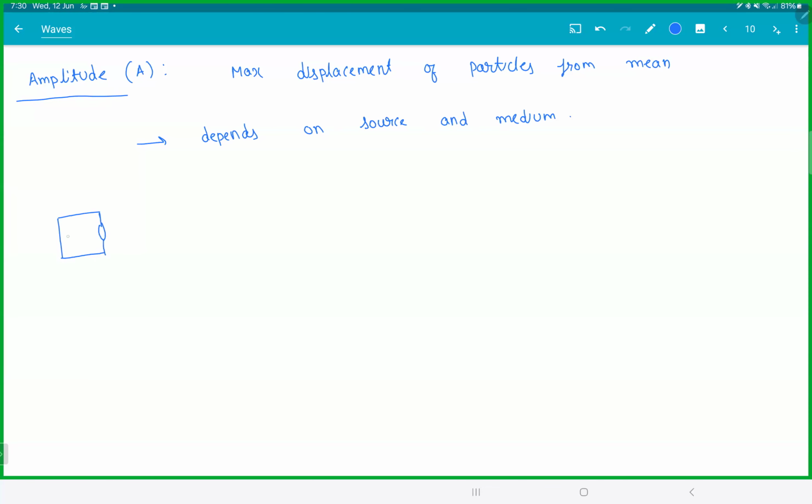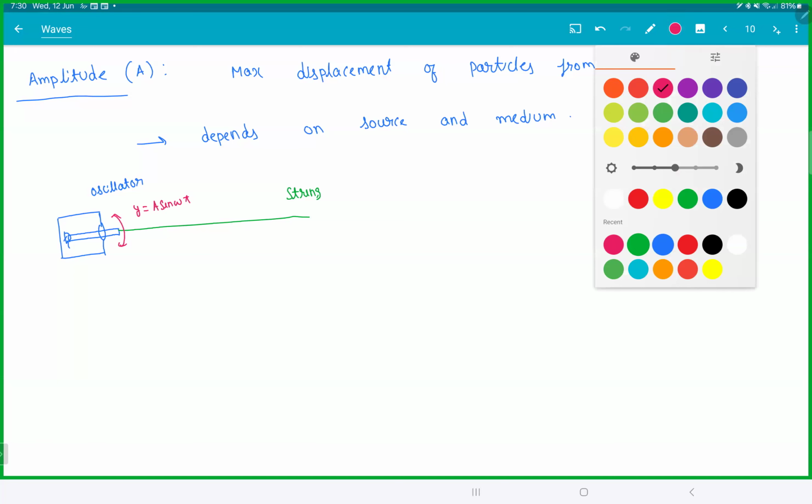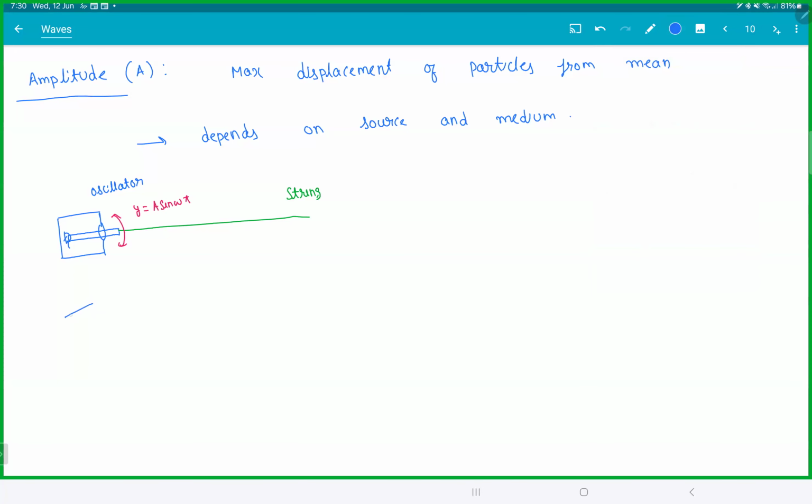So let's say you have an oscillator like this, you tied a string here, and this is oscillating up and down like this. Let's say y is equal to a sin omega t. You will observe that when this goes up, the wave also will look like this. So the amplitude of this wave here will depend on the amplitude of the source. Whatever height you take there, you will get the same thing here. Clear? So these are the three properties.